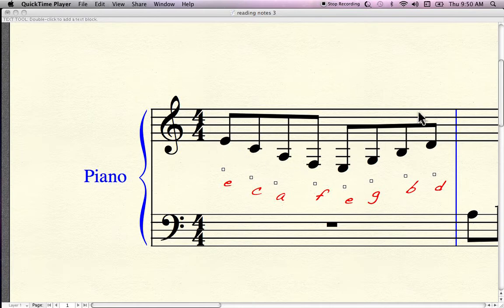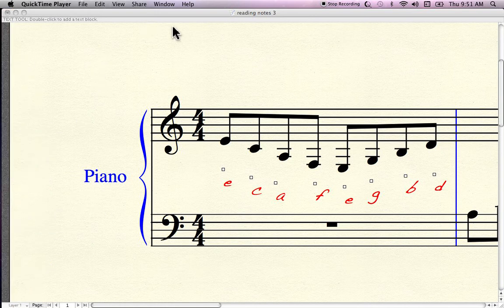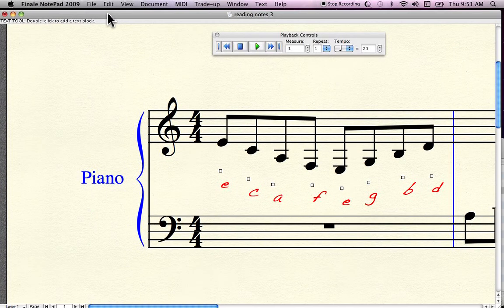So when you're playing, you'll understand where those notes are coming from and why they're there. So let's play this, and you'll see how they sound. Okay, where is the? Okay, here it is.